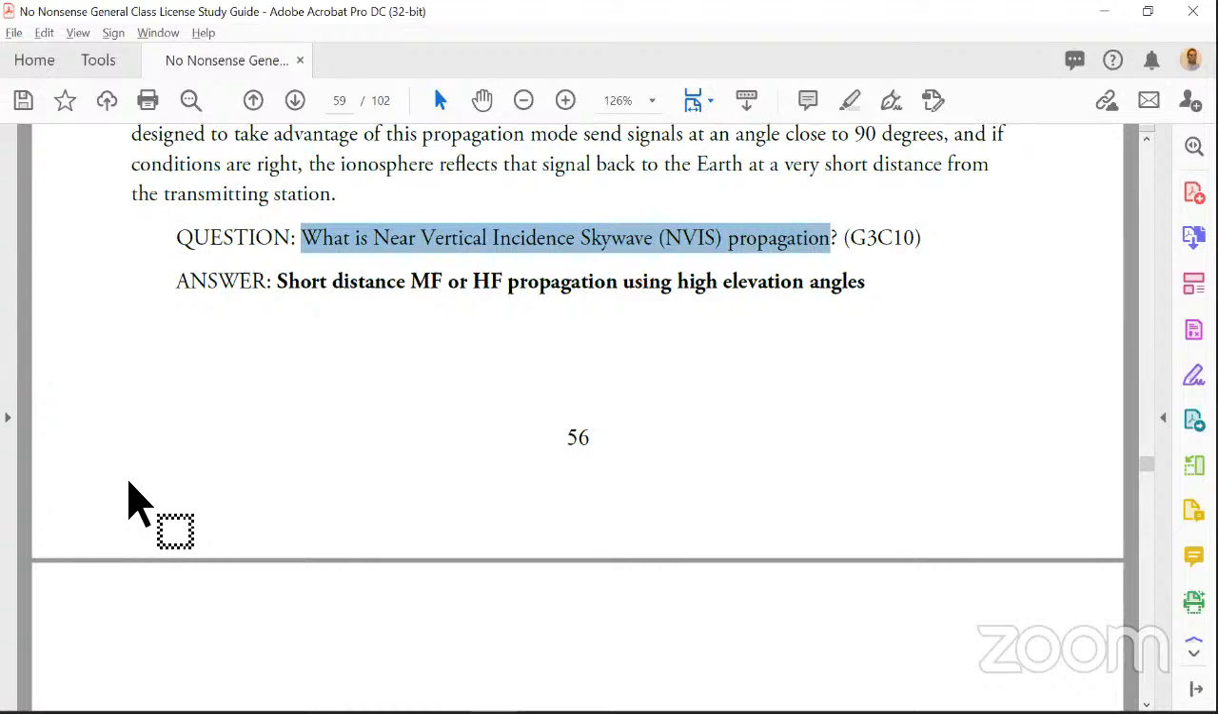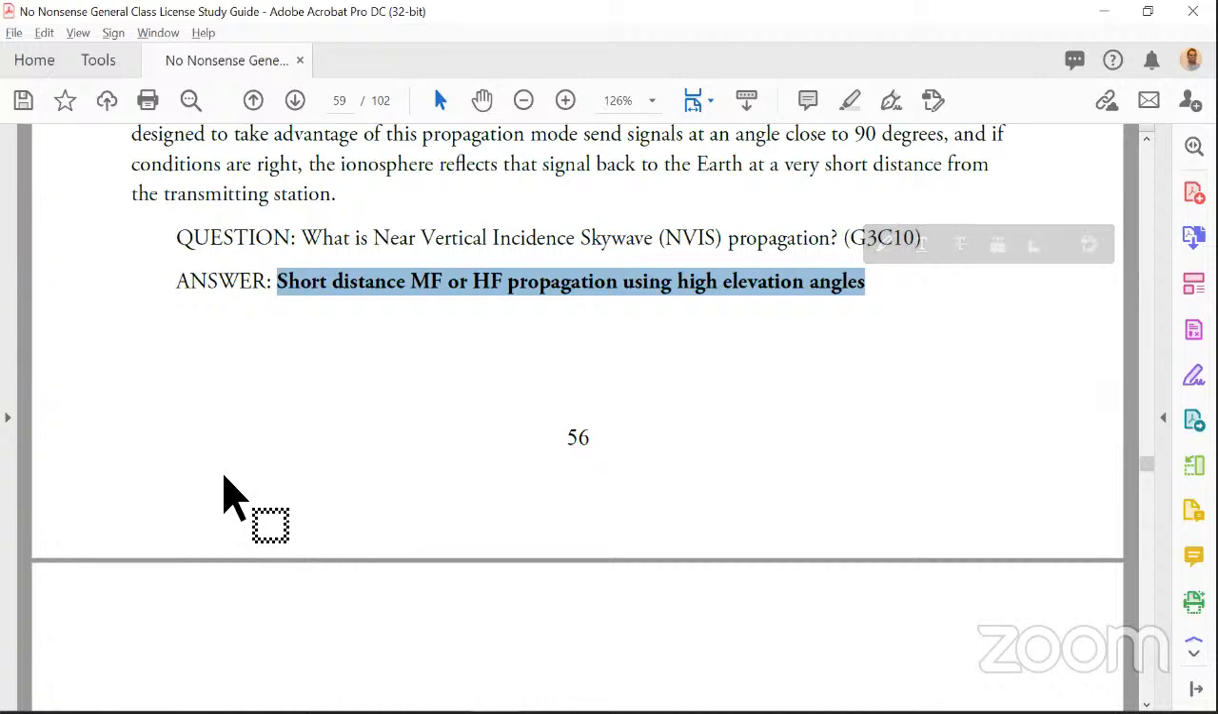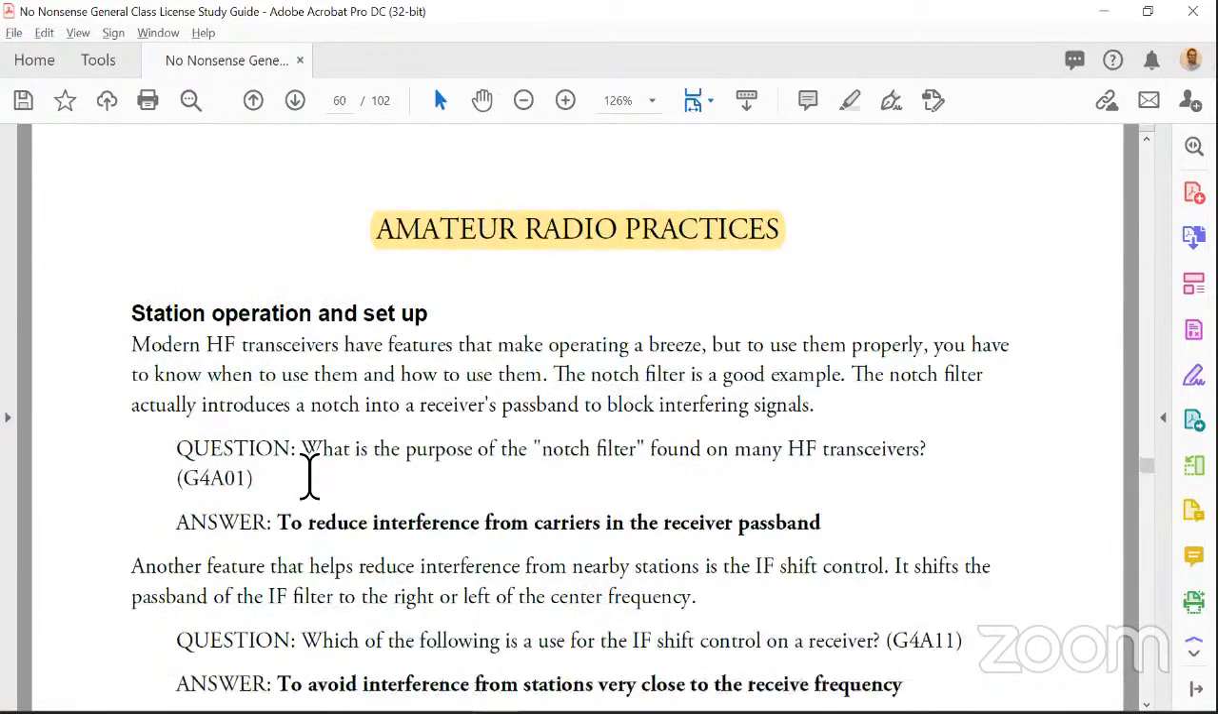What is NVIS, near vertical incident skywave propagation? So we had discussed NVIS ad nauseam, and we learned that NVIS is short distance MF or medium frequency or HF propagation using high elevation angles. Remember we showed how NVIS is achieved, the technique. We try to send the signal straight up into the sky so that when it bounces, it drops shorter than it would when you have a lower angle. Okay, let's continue.